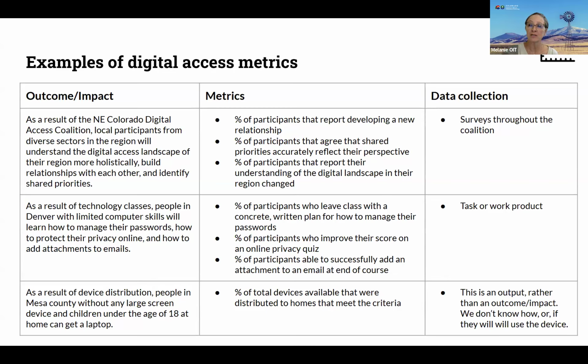I again want to go back to the impact. The impact is that local participants from diverse sectors in the region will understand the landscape, they'll understand the region more holistically, and they'll build relationships with each other and identify shared priorities. So you'll notice those metrics match that. What percent of the participants in the coalition say they have a new relationship? What percent of the participants agree that their shared priorities are reflecting their perspective? And what percent of participants report their understanding of the digital landscape in their region changed?